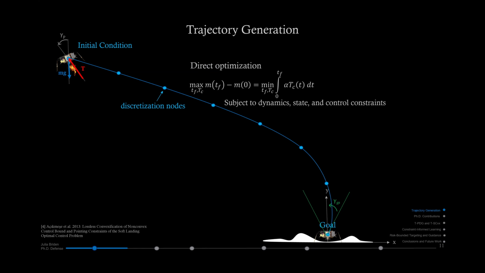And this is done using a numerical optimization solver. And this is done on board, or the goal is for it to be performed on board. So that's why we have discretization nodes, because we need to have it in a discretized format to be able to solve for this optimal trajectory.